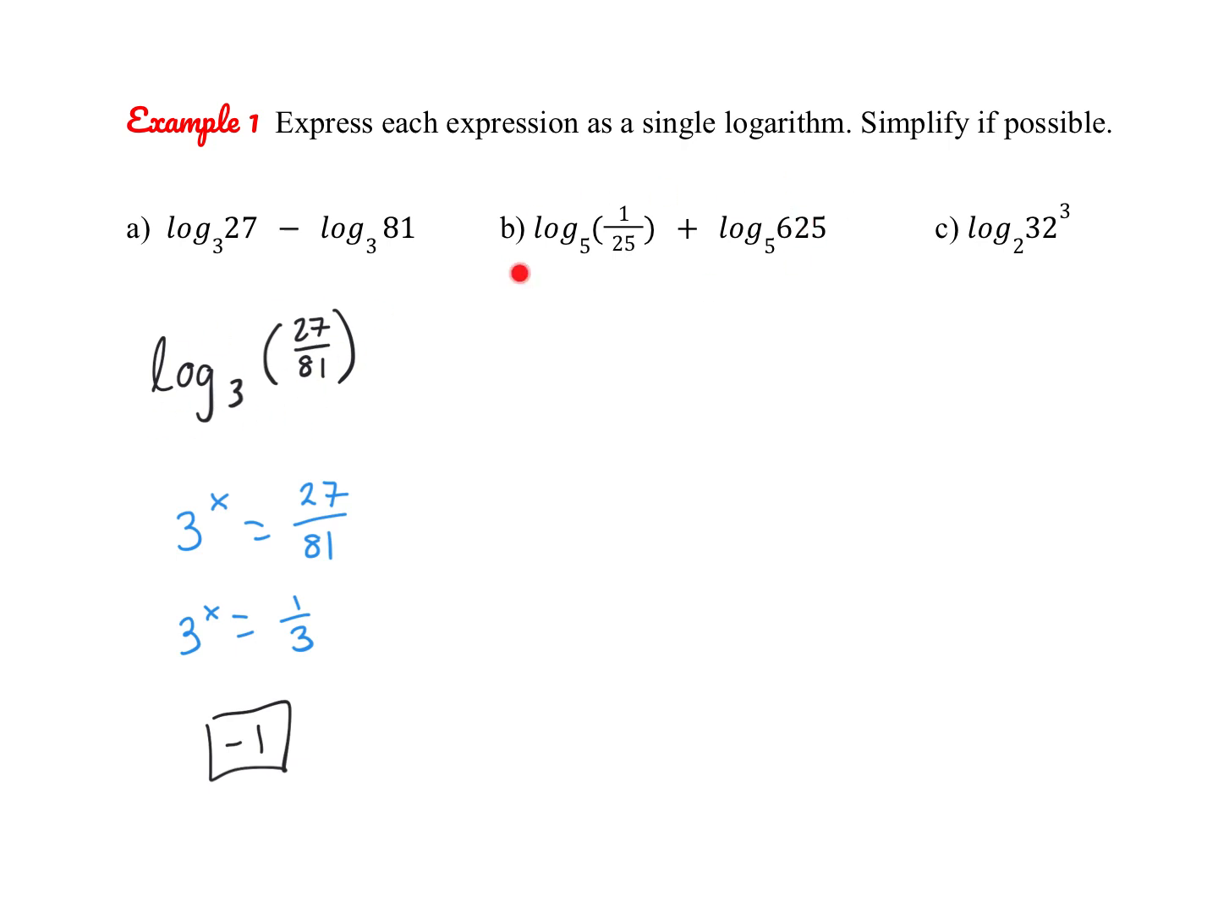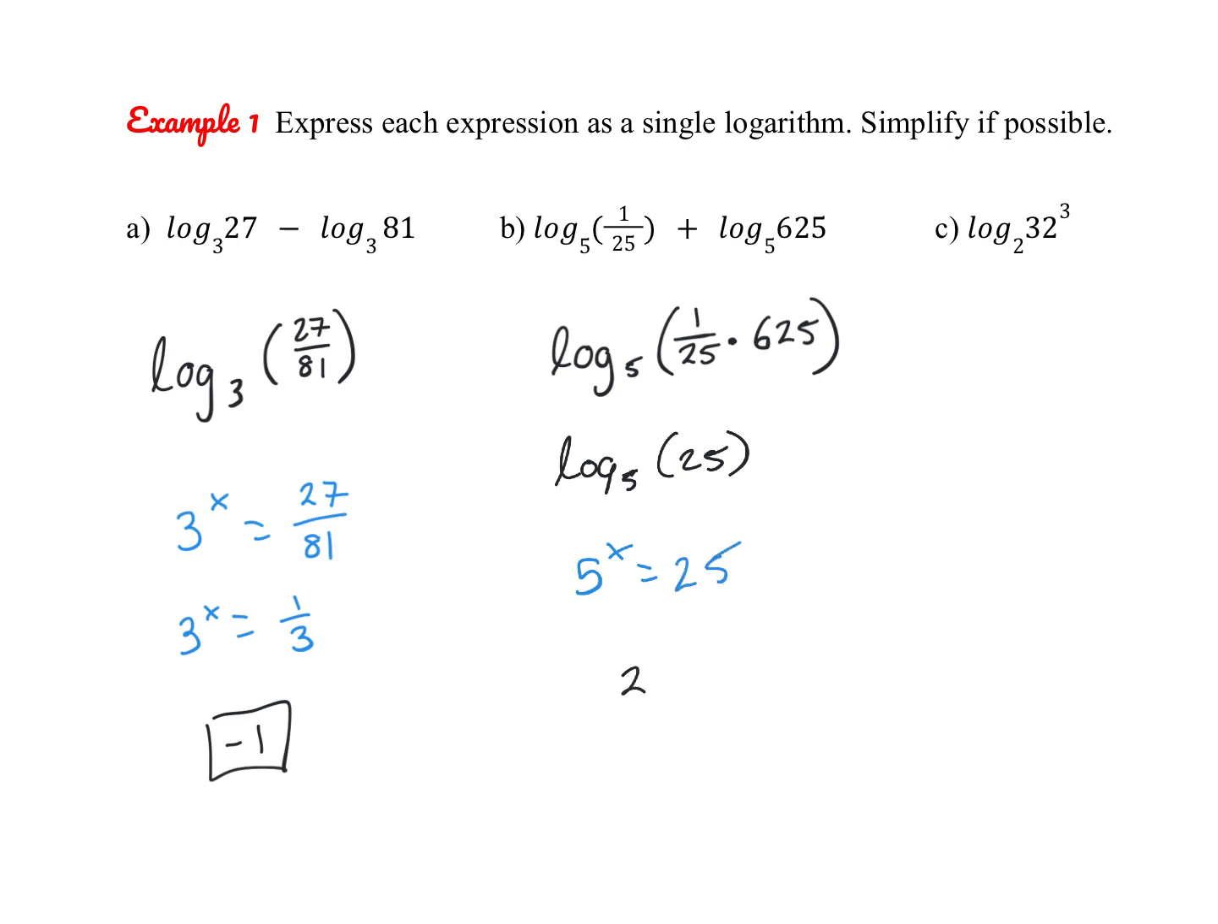All right, let's try this next one. So here I have a sum of two different logarithms, which I can condense into a single logarithm that is the product of 1/25 and 625. And now to see if we can simplify this, I'm first going to simplify what's in here. So we could say log base 5 of 25. We know that this just means 5 to what power equals 25? Oh, this logarithm is equal to 2.